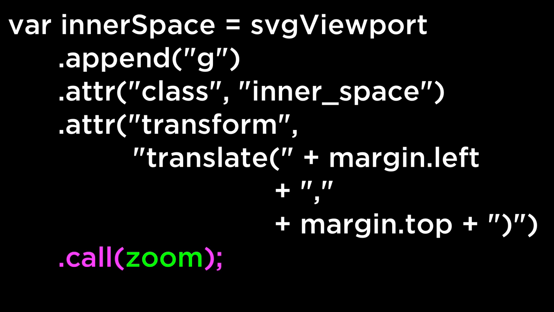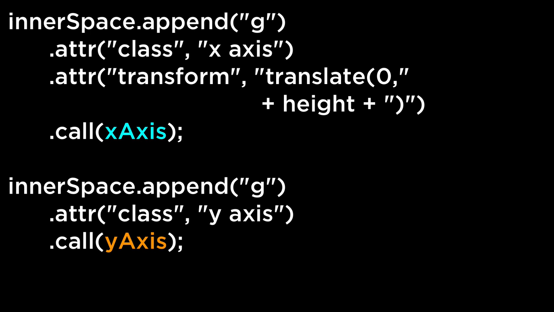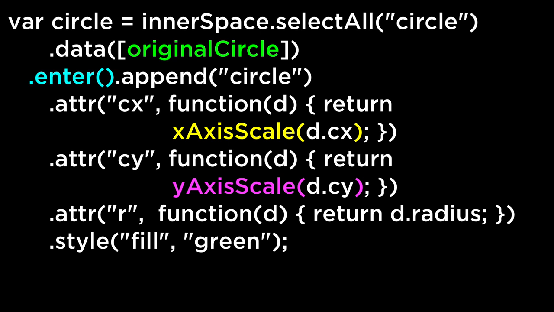Then we define the inner drawing space. This will hold the axes as well as the circle. The important thing to note here is that we call the zoom behavior on this SVG group element. This gives this element and its children elements the D3 zoom behavior. Next, we draw the x and y axes. The x-axis is translated the height of the inner drawing space to make sure it is at the bottom of the inner drawing space. Then we use the D3 pattern to create an SVG circle through the binding of data and using the enter selection.